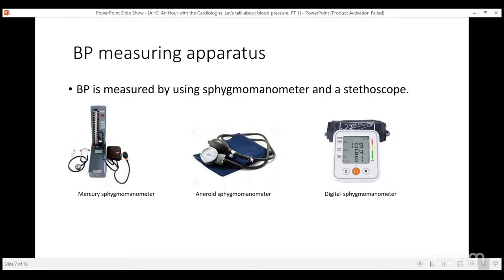Now there is the aneroid sphygmomanometer. It has a circle like a wall clock, like a measuring device. It also makes use of the cuff. You have to inflate it on your own, put your stethoscope and then measure. Now the third is the digital sphygmomanometer. That one you just press. It does the measurement for you. You don't need anybody to put the stethoscope there. It does the measurement for you.